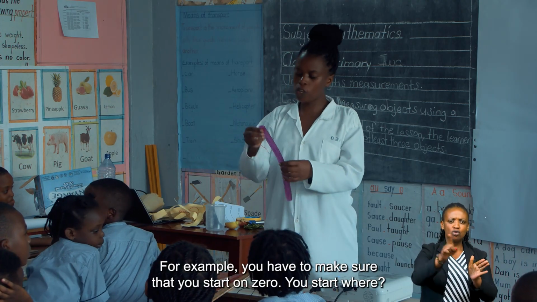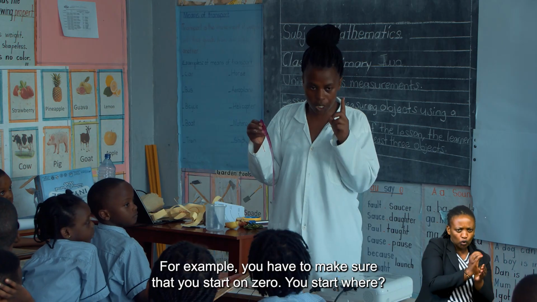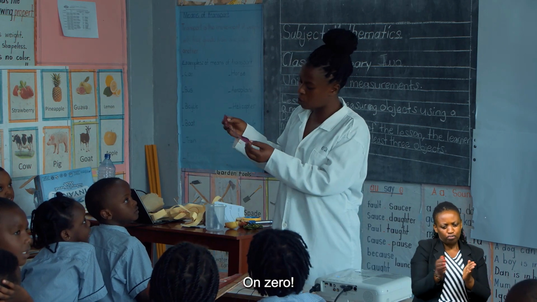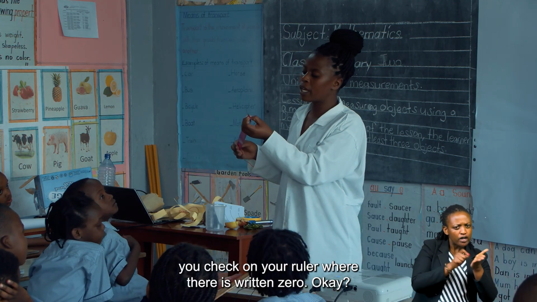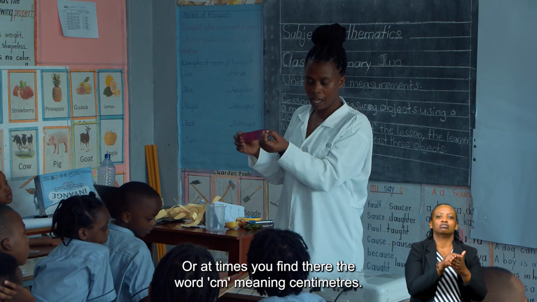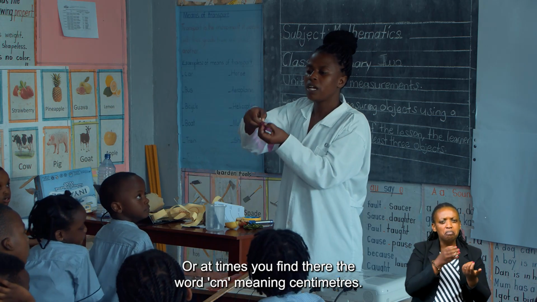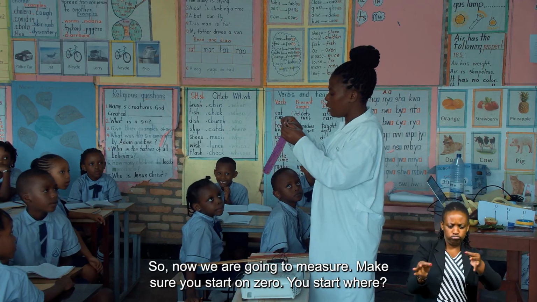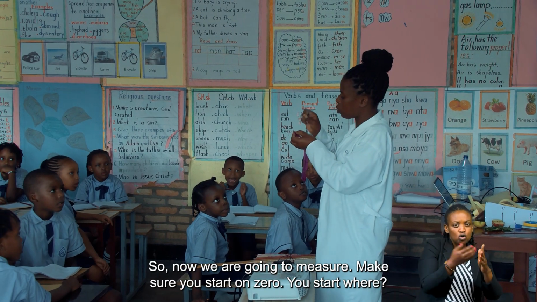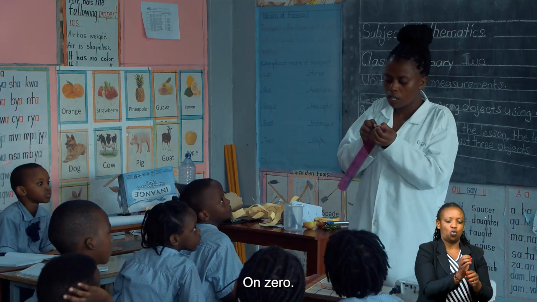For example, you have to make sure that you start on 0. You start where? On 0. You check on your ruler where there is written 0. Or at times you find there the word CM, meaning centimeters. So now we are going to measure. Make sure you start on 0.